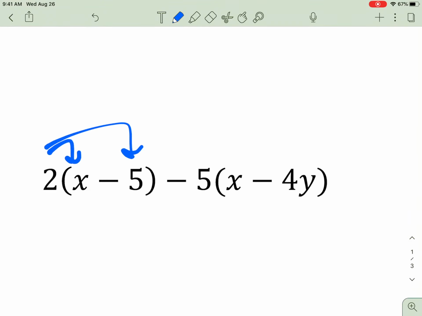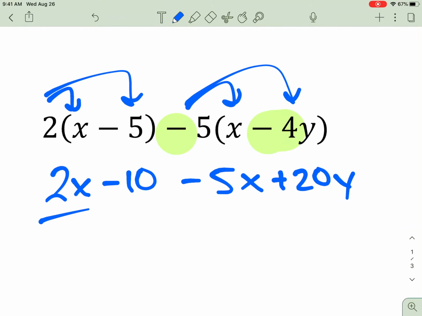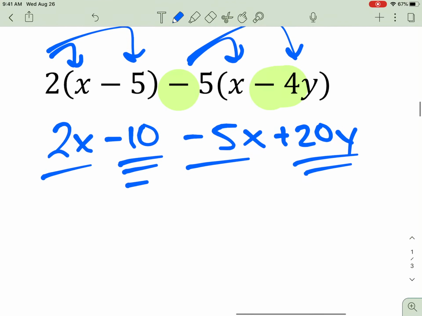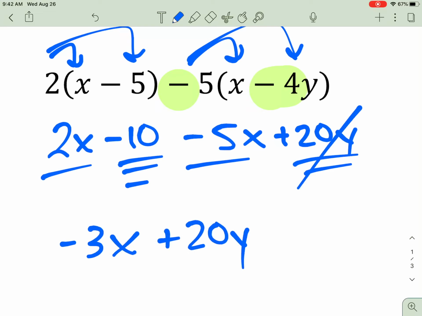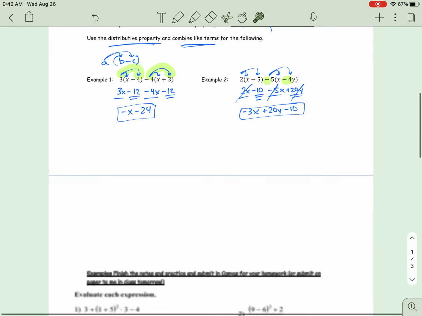Example 2, same idea. Distribute the 2 to both terms, distribute the negative 5 to both terms: 2x minus 10, negative 5x, plus 20y, because a negative times a negative is a positive. Combine like terms: x's, this one's got a y, this one's just a constant. So 2x minus 5x is negative 3x, plus 20y, because there's nothing else that is similar, minus 10. Done. Notice the constant always goes at the end.